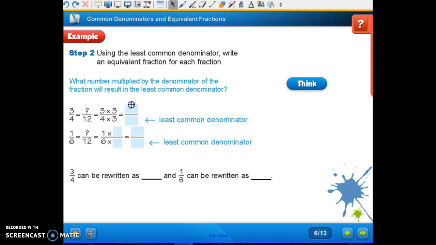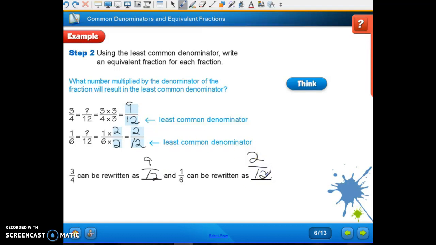So we would end up with 9/12. Okay? And 6 times what is 12? 2. So if I do it on the bottom, I gotta do it on the top. 2 times 1 is 2, and 2 times 6 is 12. Now, 3/4 can be rewritten as 9/12, and 1/6 can be written as 2/12.